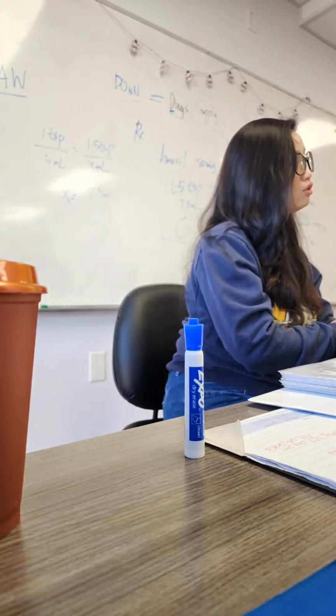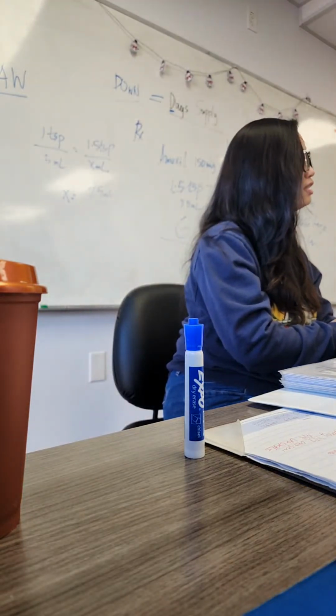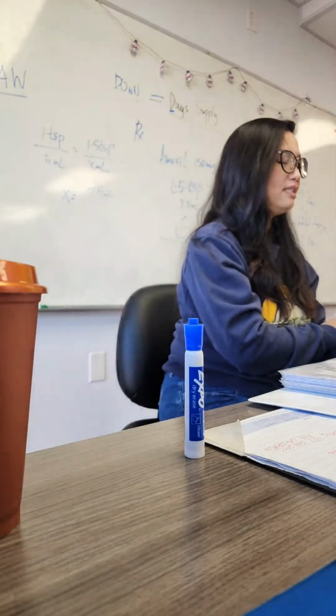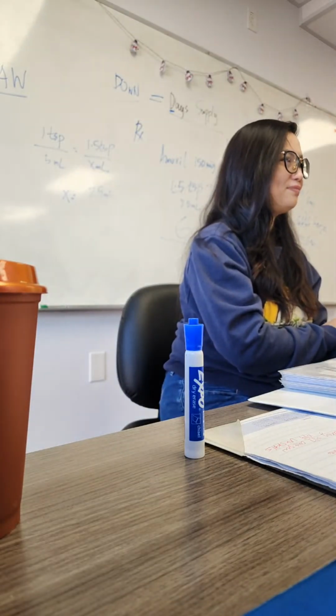How many is that? 2, times 30 days, because there's always 30 days in a month. So the answer is 60 days. Who got 60 days? Yeah.